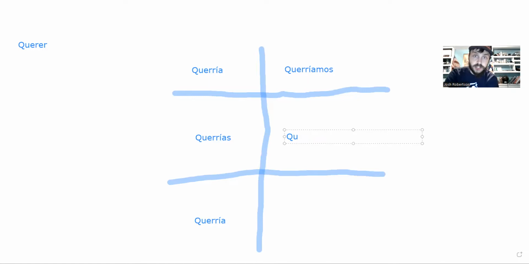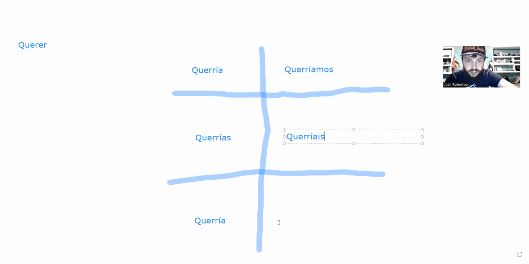And now in the conditional indicative, it is queráis. No, queríais, right? Queríais, because you got to really roll those double R's.